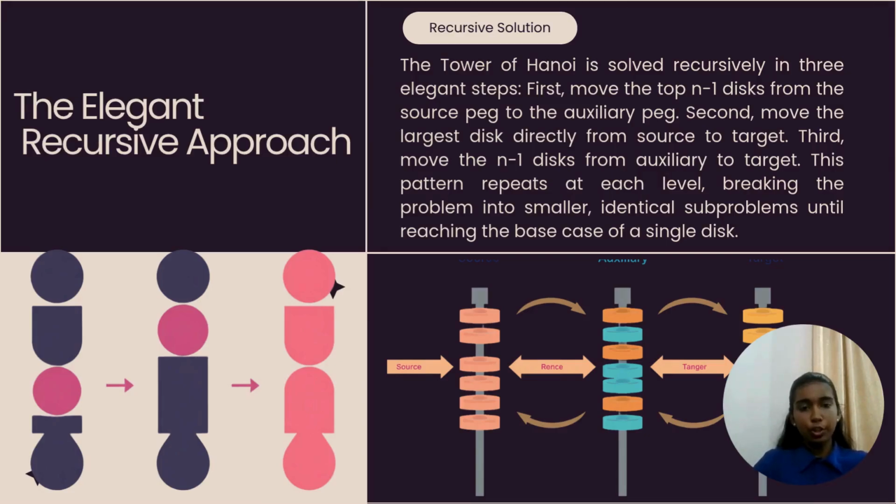First, move the top n-1 disks from the source peg to the auxiliary peg. Second, move the largest disk directly from the source peg to the target peg. Third, move the n-1 disks from the auxiliary peg to the target peg. This process repeats until only one disk remains. That smaller problem is called the base case. This is why Tower of Hanoi is considered one of the best examples for understanding recursion.